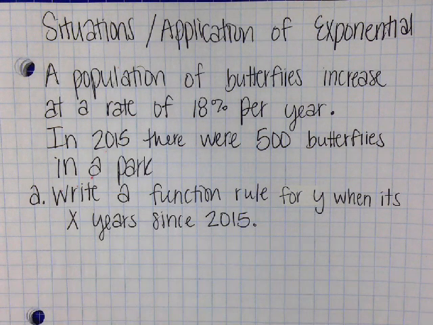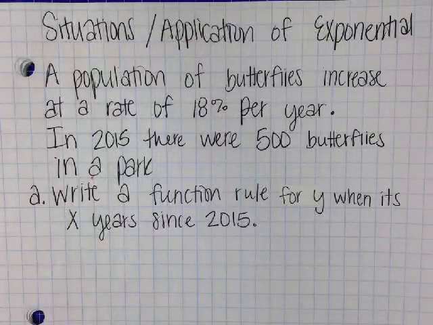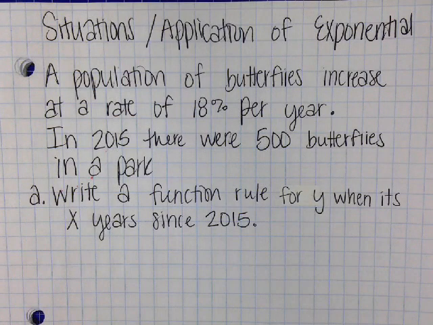A population of butterflies increases at a rate of 18% per year. In 2015, there were 500 butterflies in the park. Write a function rule for y when it's x years since 2015. So in your equation, x does not represent 2015. X represents however many years it's been since 2015.